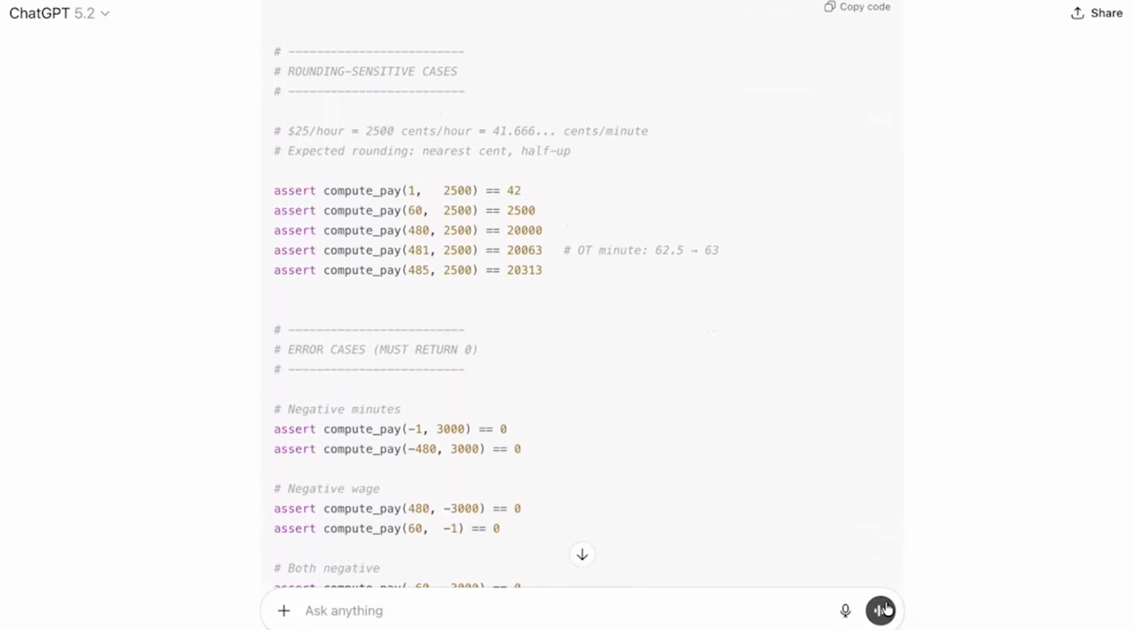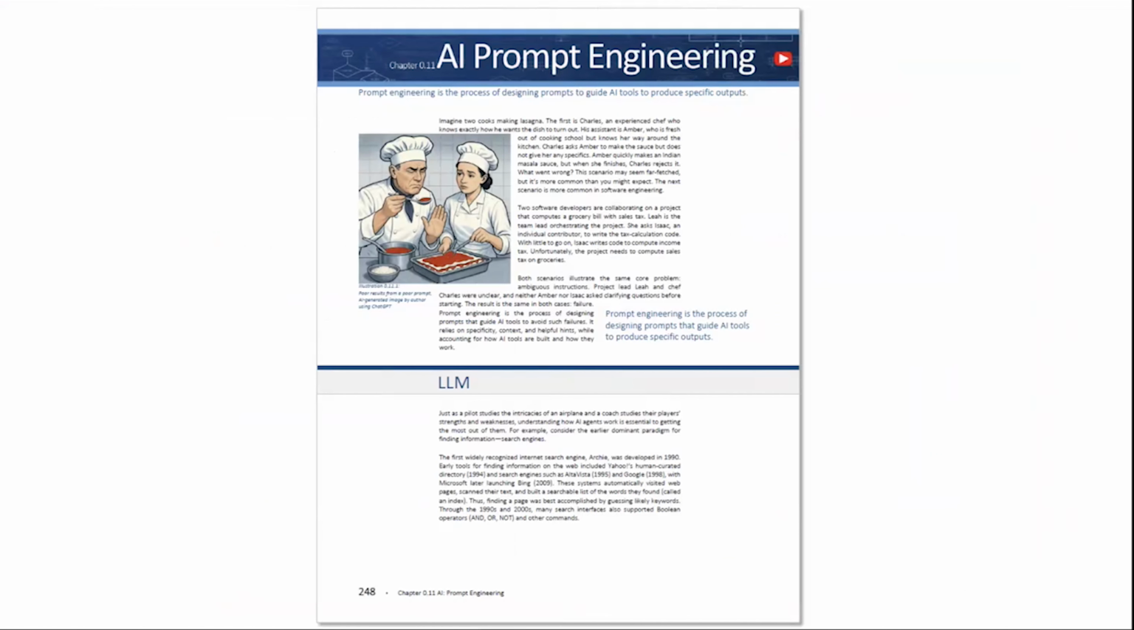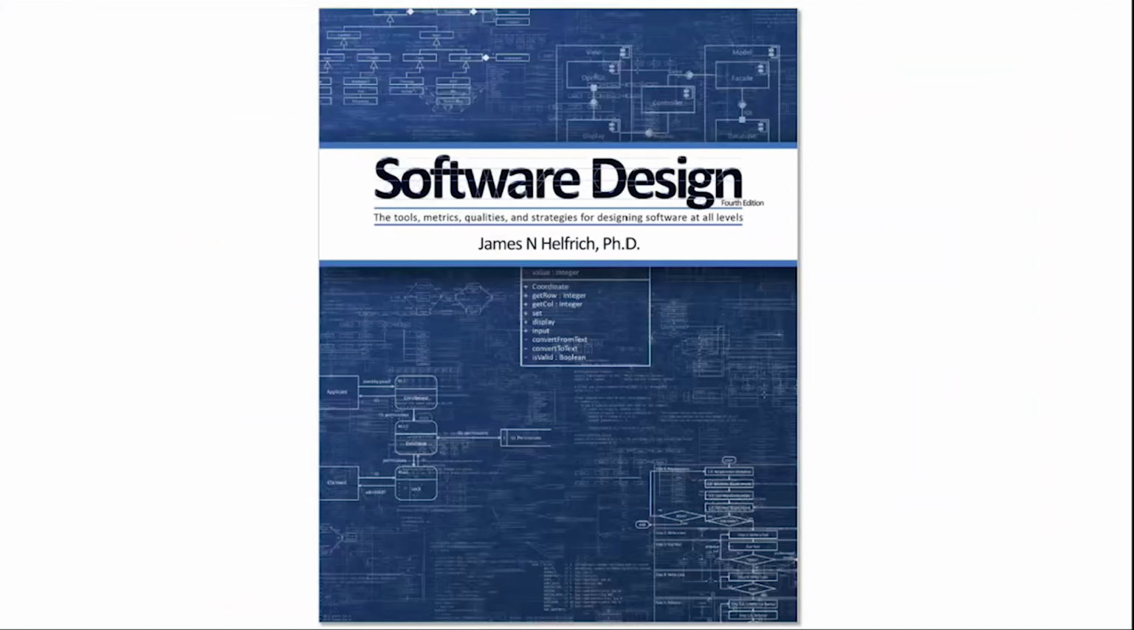And you can see that with context, specificity, and hints, the quality of our output is much better, not because we made GPT smarter, but rather because we targeted it specifically to our specific needs. This is example 0.11.1 and 0.11.2 in the AI prompt engineering chapter of the software design textbook.